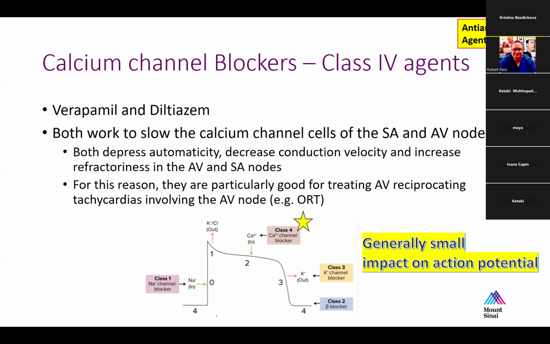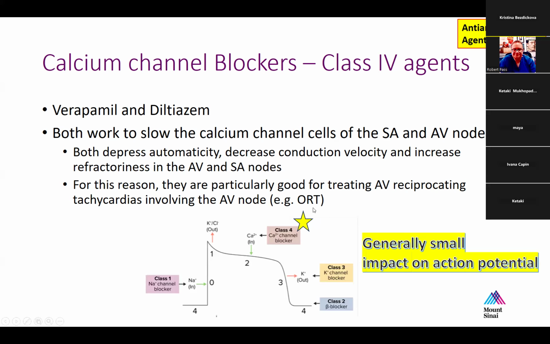For this reason, they are particularly good for treating AV reciprocating tachycardias involving the AV node, such as orthodromic reentrant tachycardia. And you can see on the action potential where it affects, which is phase two of the action potential, and it generally has a very small impact on the action potential.